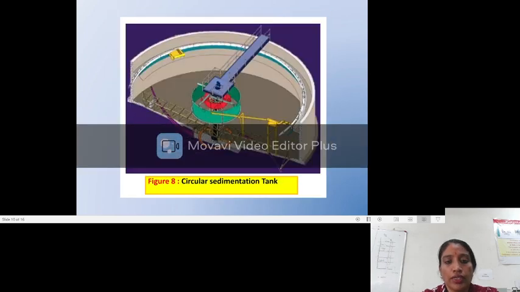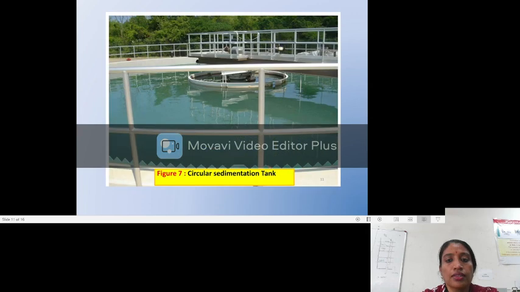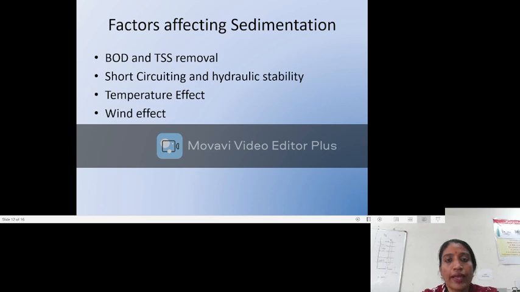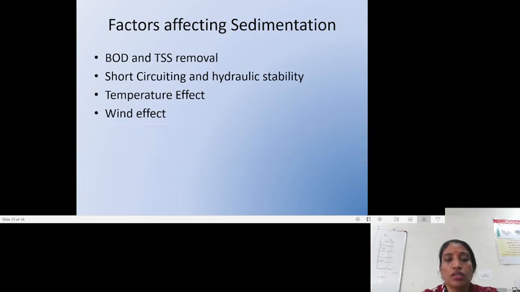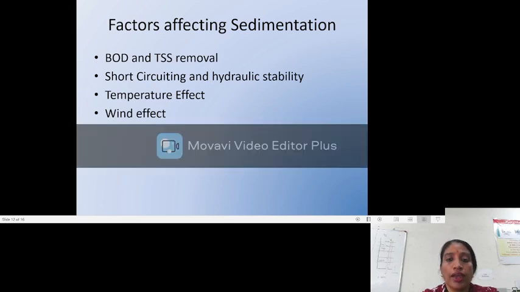This is the circular sedimentation tank, and this is how it actually looks. Now, what all factors are affecting sedimentation? It is BOD and TSS removal. If you want to remove BOD and TSS, then it will take a longer time for sedimentation to happen. And short circuiting and hydraulic stability.